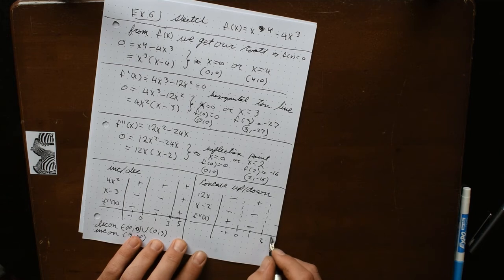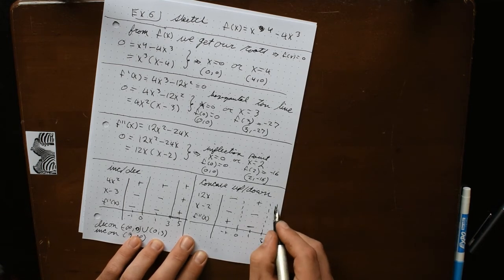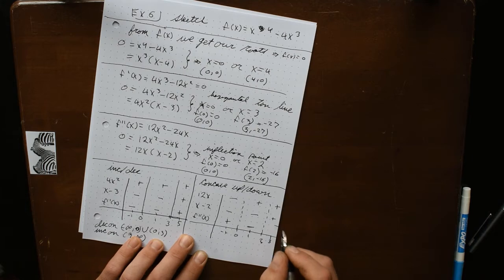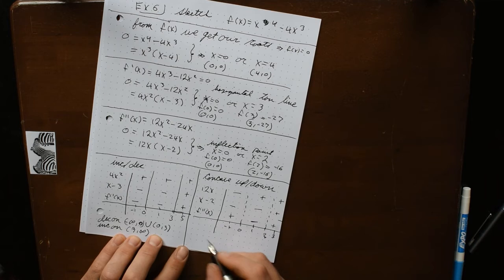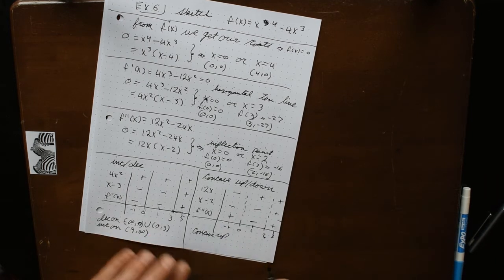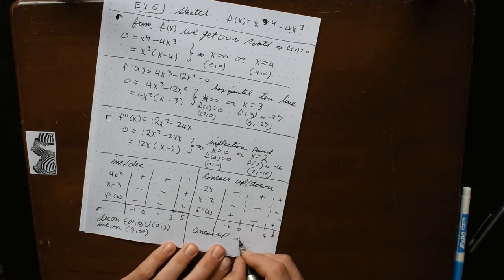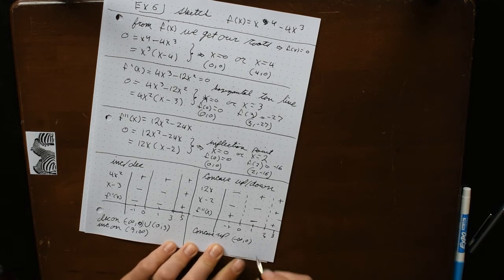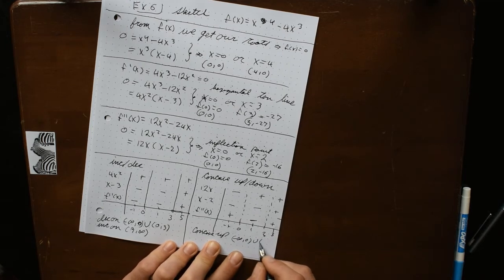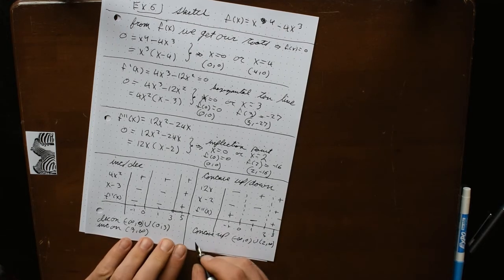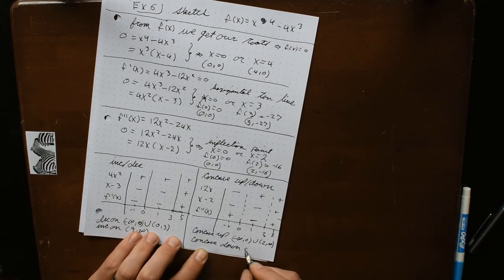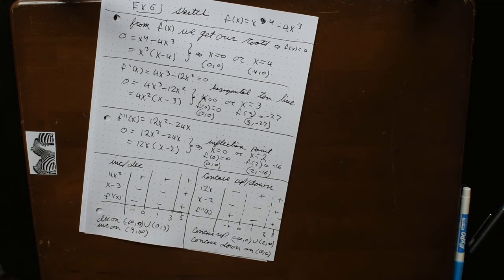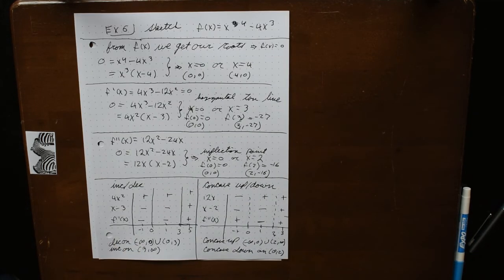And finally, something over here, I'll pick 3. 3 times 12 is positive. 3 take away 2 is positive. Positive times positive is positive. So what this tells us is that we are concave up from negative infinity out to 0, union with 2 to infinity, and we're concave down on 0 to 2.